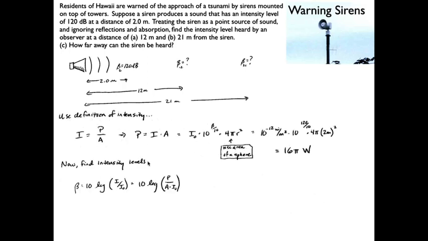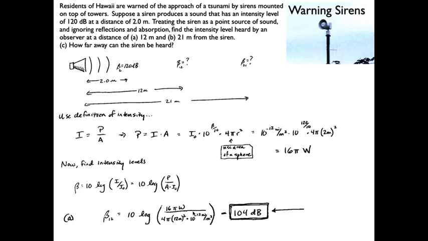So the intensity level, again, beta is 10 log of the intensity over the reference intensity. But we know that the intensity is the power divided by the area. So we can replace the intensity in the equation with power over area, and then plug in what we know. The power of the speaker is 16 pi watts. And then the area, when I'm out here at 12 meters away, is going to be the surface area of a 12 meter radius sphere, 4 pi times 12 meters squared.